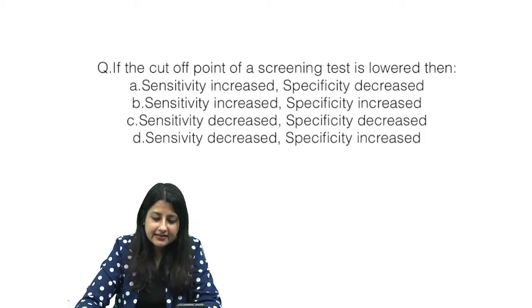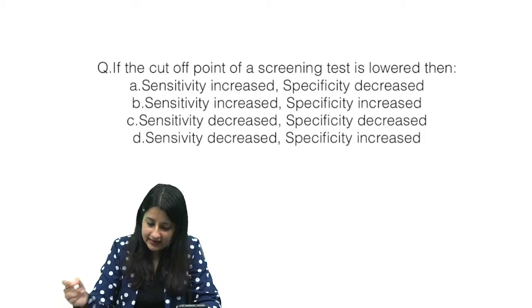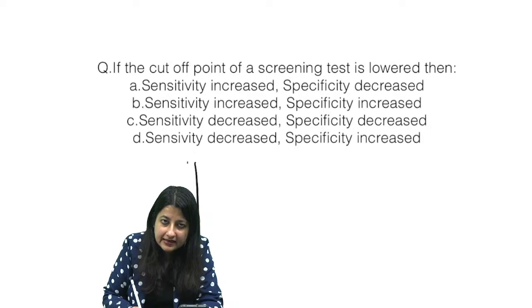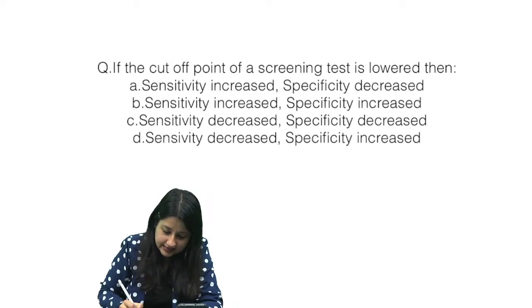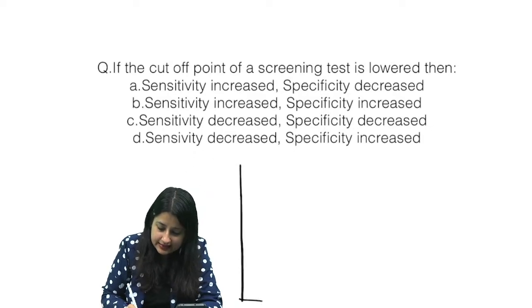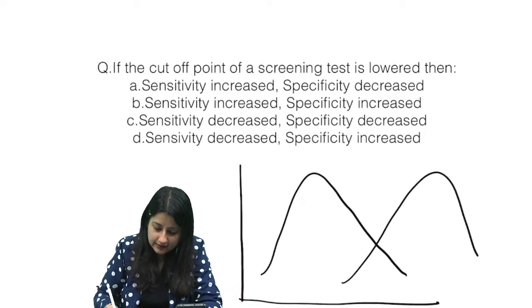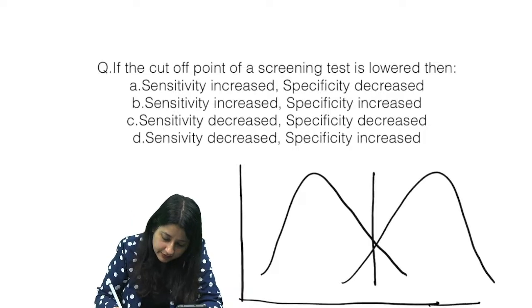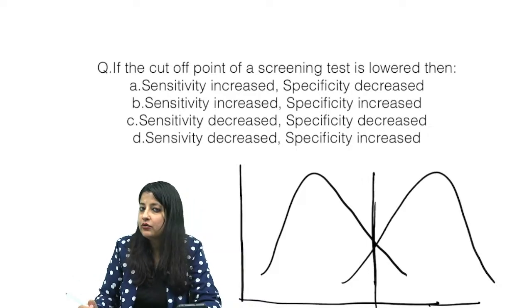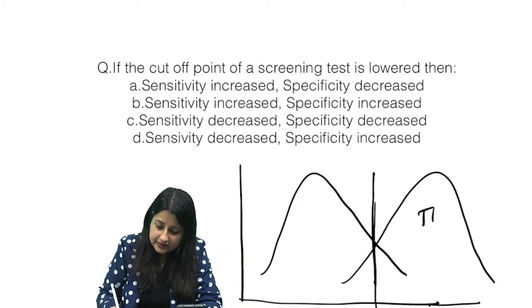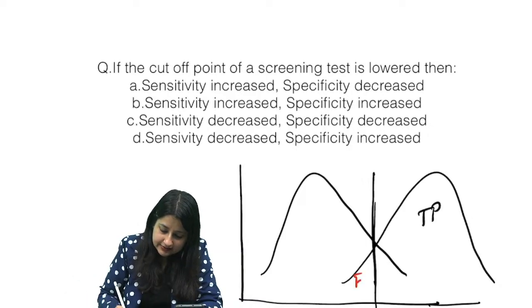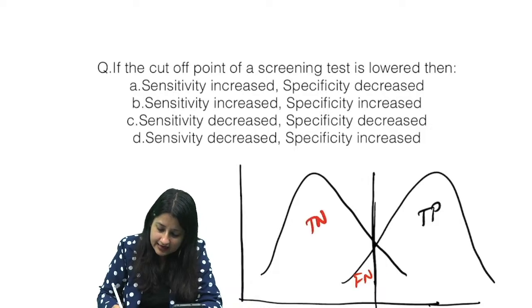All right, so let's see. Most of you are answering A. So let us again make the diagram. Now, if I make this diagram, like this, earlier my cutoff point is here. So this is TP. Along with this, this is FN, this is TN, and this is FP.